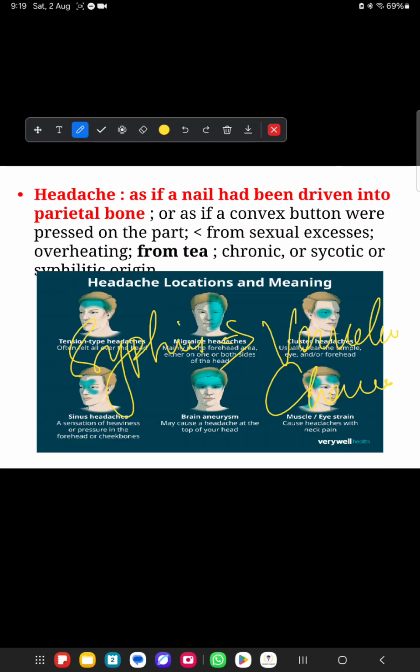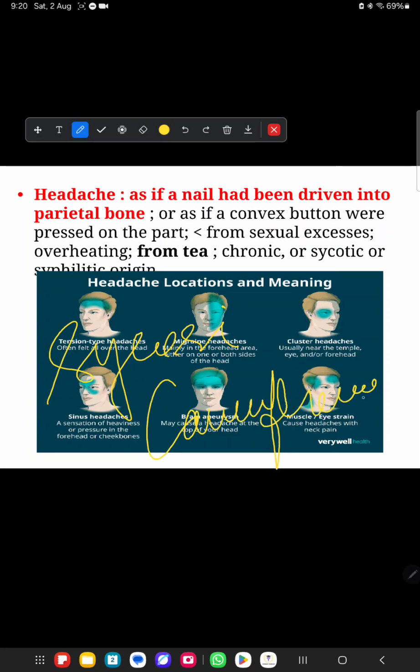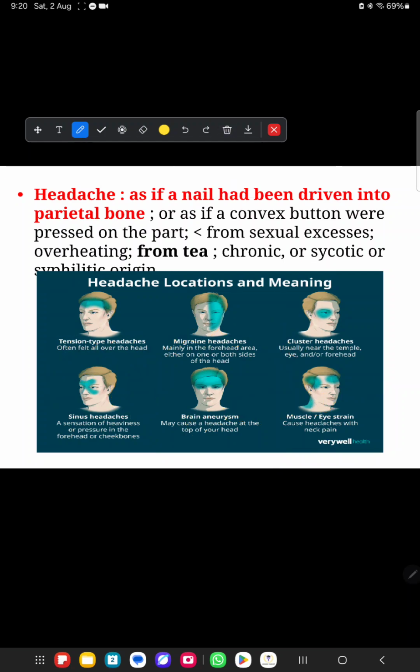The primary manifestation of syphilis is venereal chancre, but the primary manifestation of sycosis क्या होता है? Condylomata. Yes, very good. Cauliflower-like growth. Very good, Aryan, excellent. That is a cauliflower-like growth you will find. This is the primary manifestation of sycosis. So you will get a question from here, related with the organ.